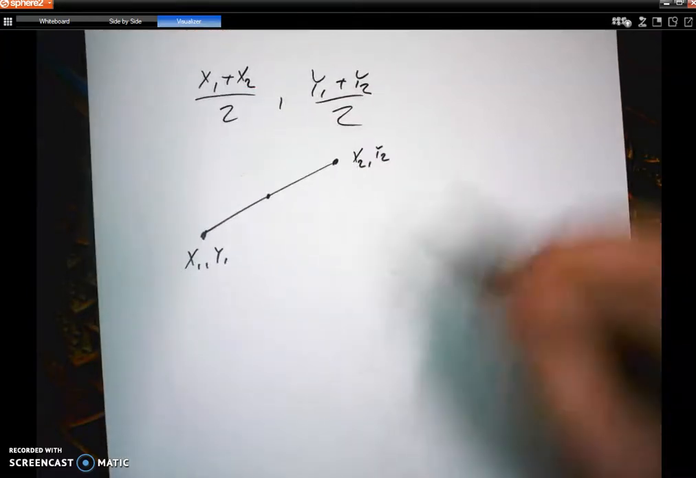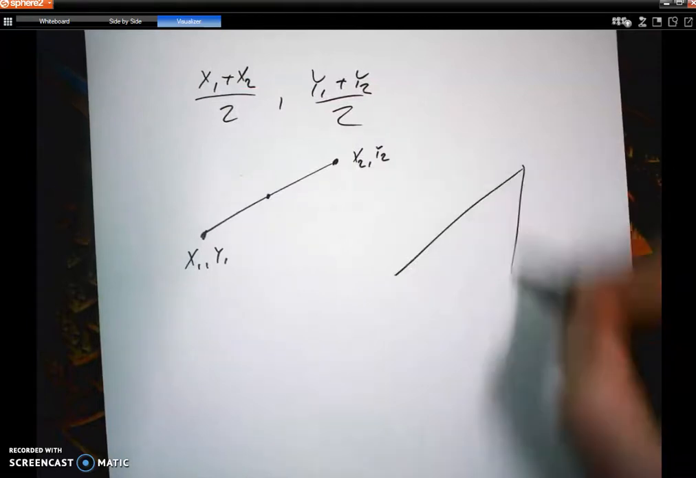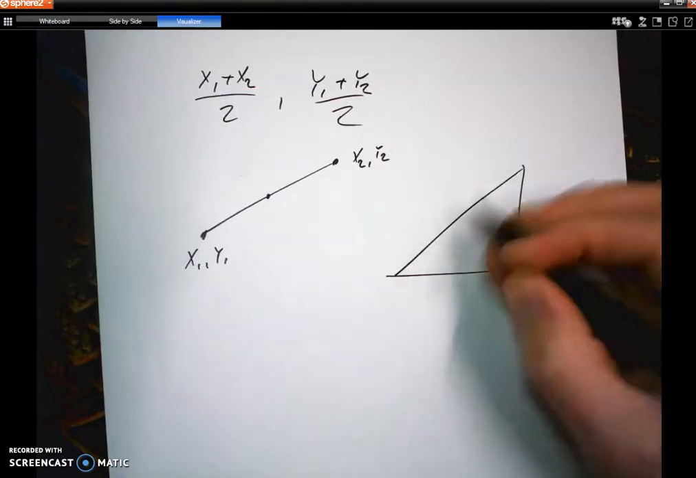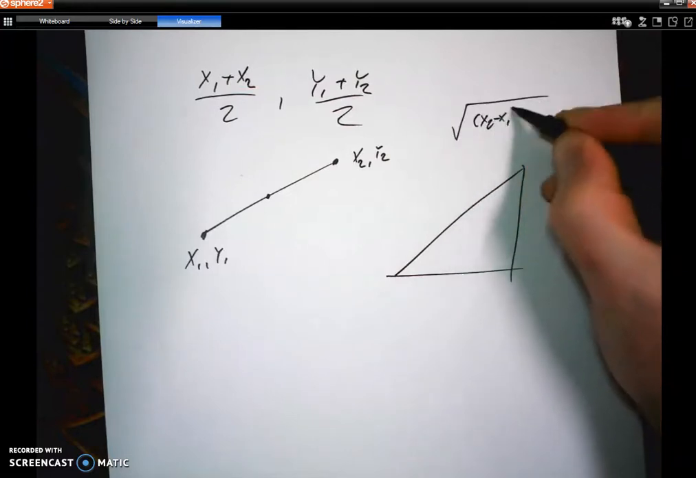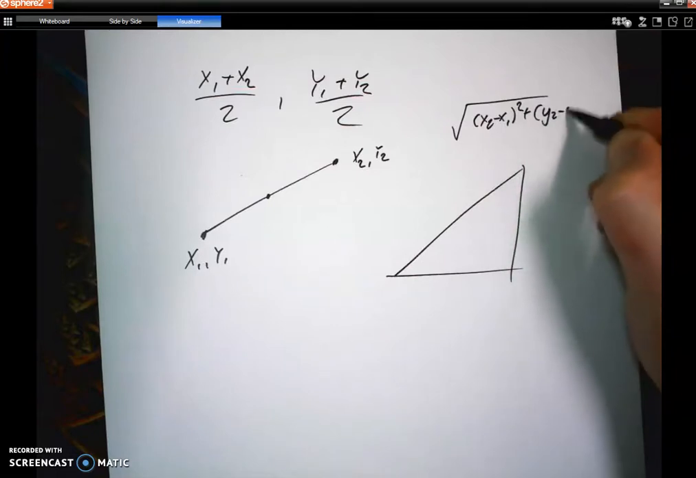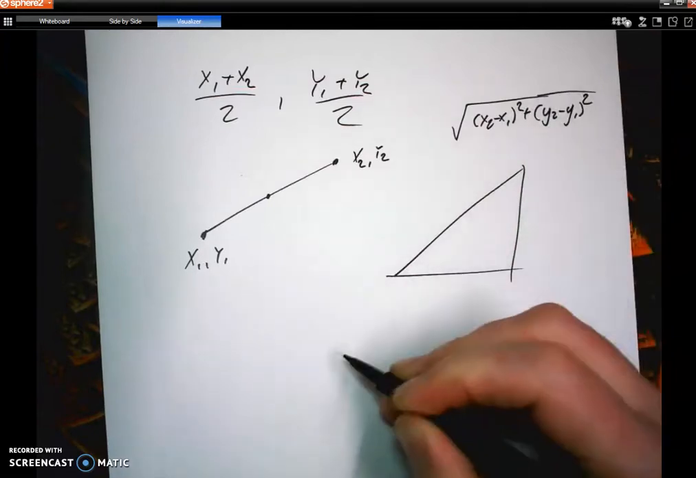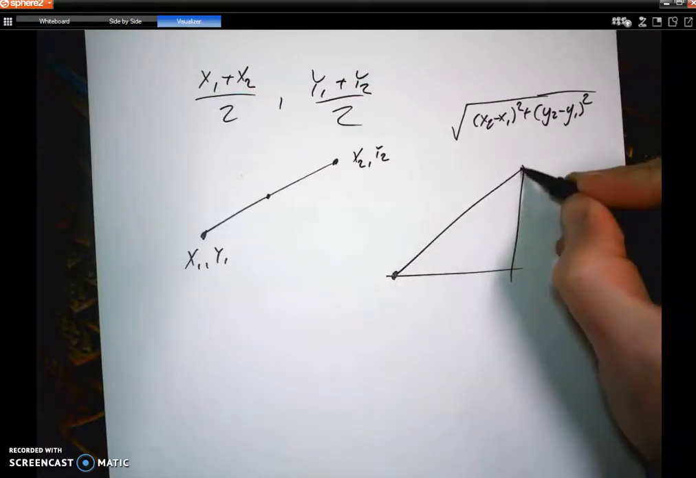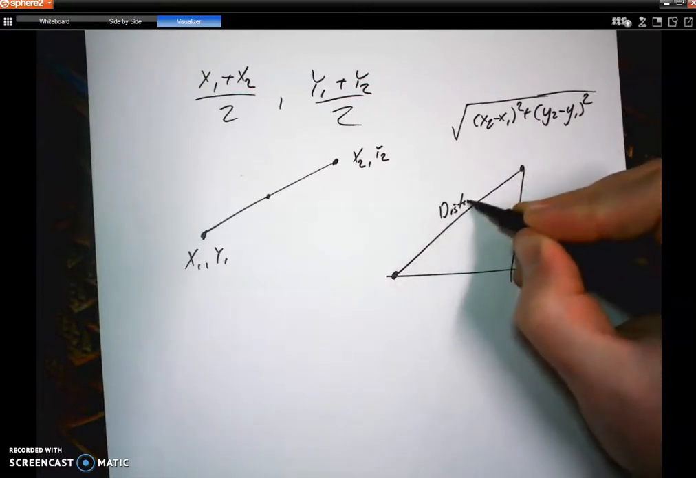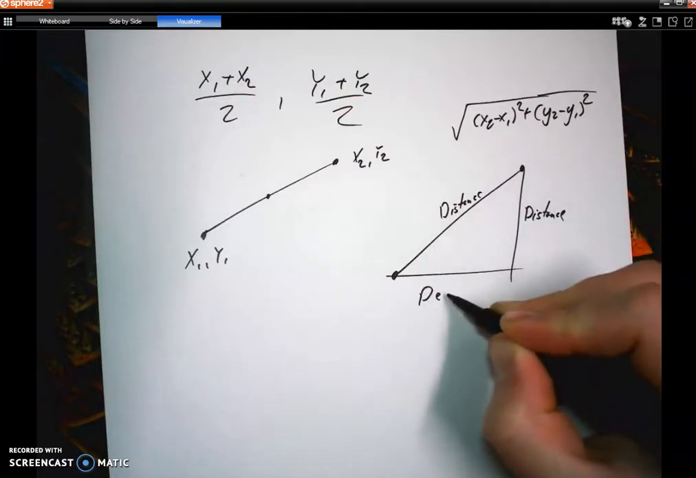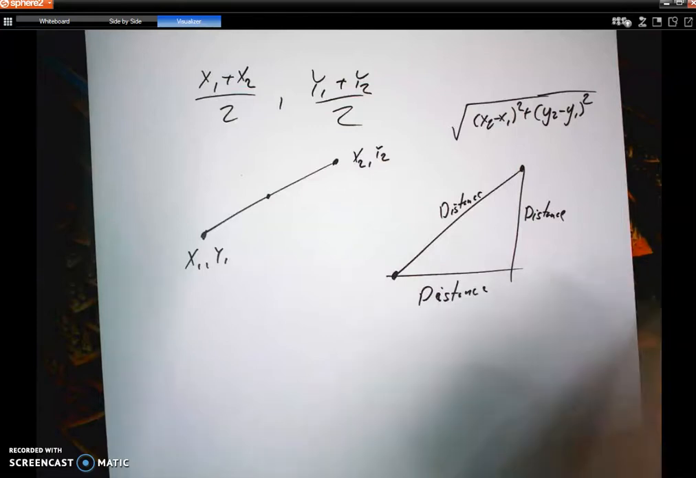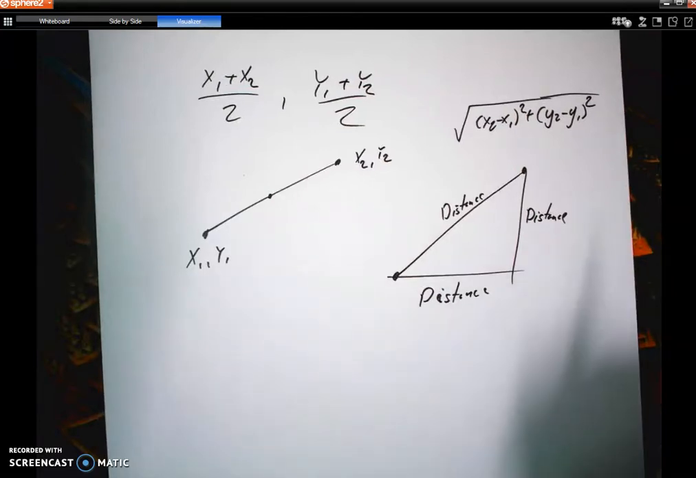And not only that, but if I gave you a triangle on a graph, can you use the distance formula? Remember, x2 minus x1 squared plus y2 minus y1 squared. Can you use the distance formula to find the distance between each point and then tell me the perimeter of that triangle? So be aware of that. There will be things like that.